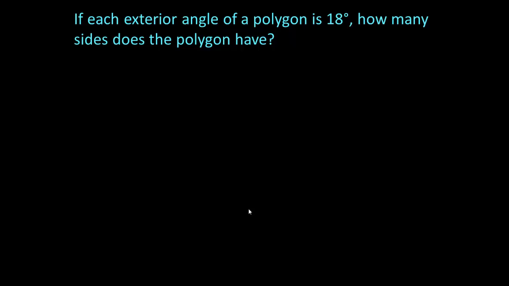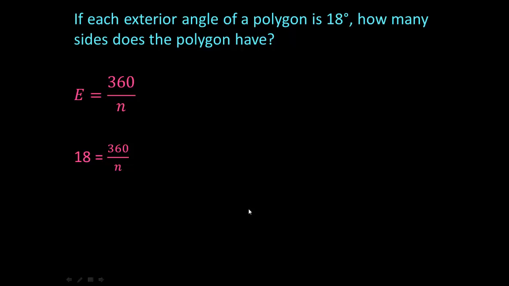Next one. If each exterior angle of a polygon is 18 degrees, how many sides does the polygon have? Now we have a different bit of information. We start with the same formula, E equals 360 divided by n. We don't know the number of sides, so that remains our variable, but we do know the measure of each exterior angle, which is 18. So we have 18 equals 360 divided by n.